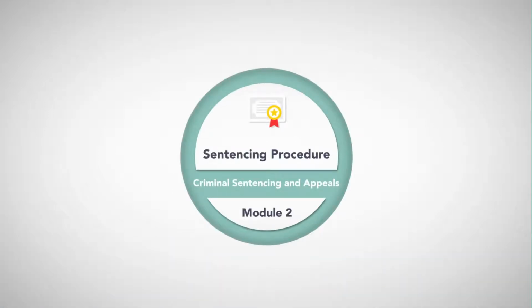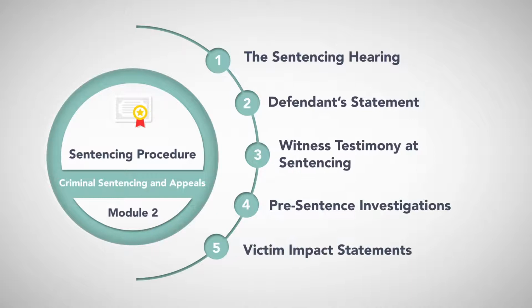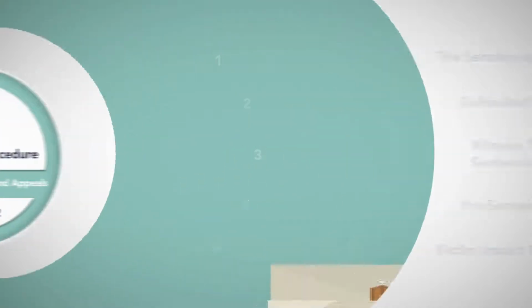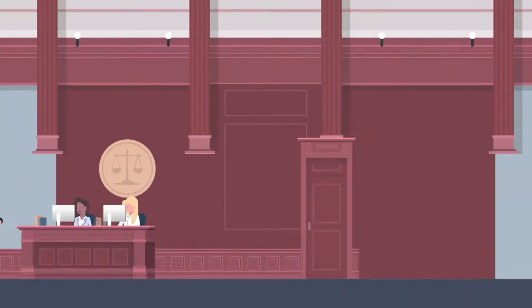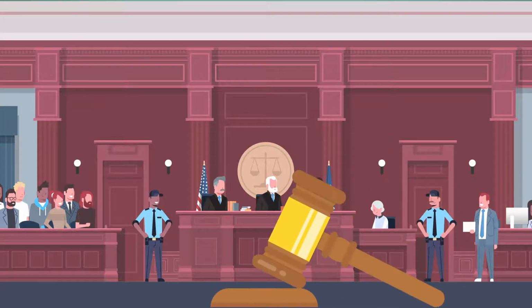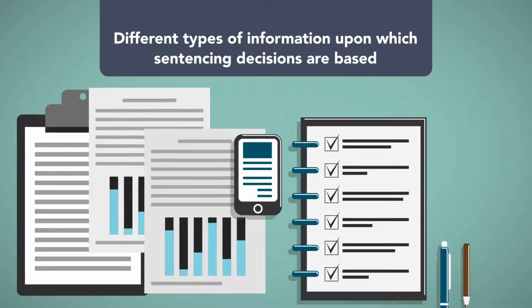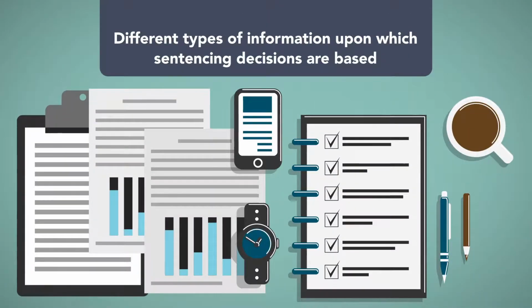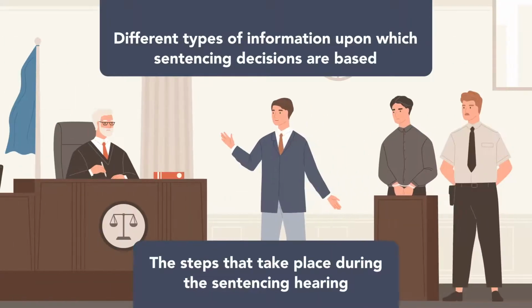Module 2, Sentencing Procedure. The sentencing hearing is one of the critical stages of a criminal prosecution, according to the Supreme Court. Judges must decide what sentence to impose on each criminal defendant that comes before them to ensure that justice is served. This module will discuss the different types of information upon which sentencing decisions are based and the steps that take place during the sentencing hearing.